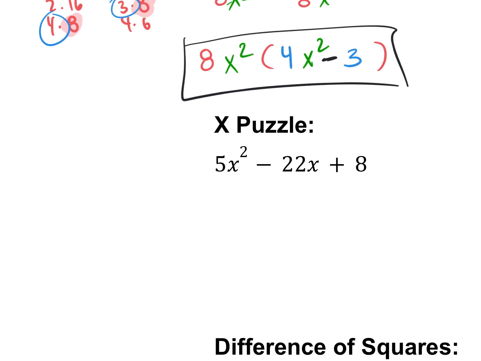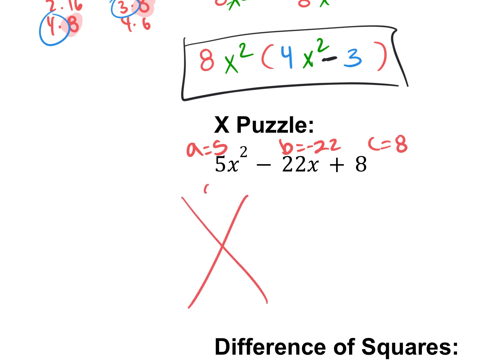Now, we're going to move on to X puzzles. Again, whenever you start a question, the first thing you should do is check for GCF. My 5 is fairly simple. It's just 5 times 1. And since you can't divide any of these numbers by 5, there's no GCF. So now we can move on to the X puzzle. A, B, and C.